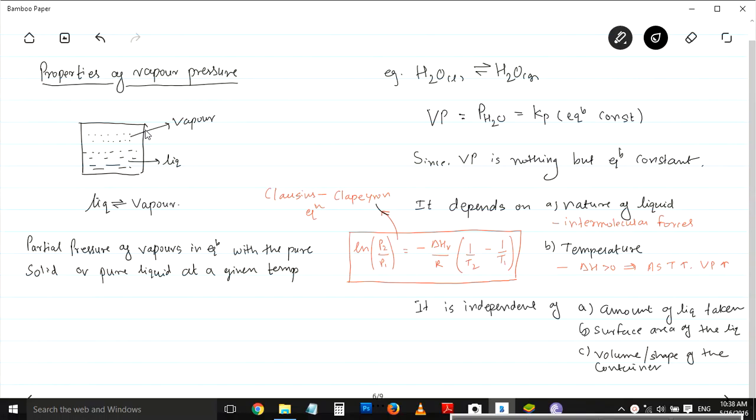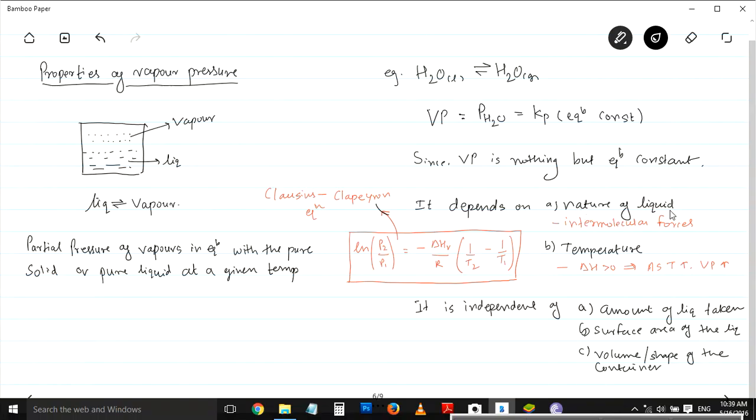Now, let's take an example of water. So there will be an equilibrium established between H2O liquid and H2O gas. If you find the equilibrium constant of this particular reaction, it is nothing but the partial pressure of these H2O vapors. So in short, vapor pressure is nothing but the equilibrium constant for this particular reaction. The equilibrium constant only depends on temperature. So basically I am saying that vapor pressure is just a function of temperature and the liquid that you are taking. So it depends on only two factors, nature of liquid and temperature.